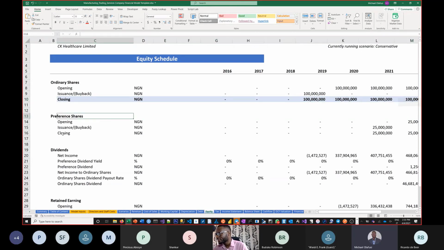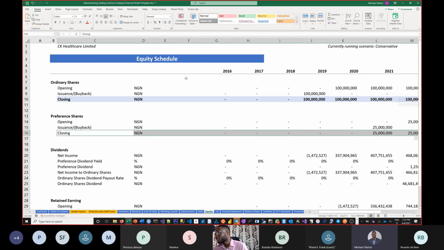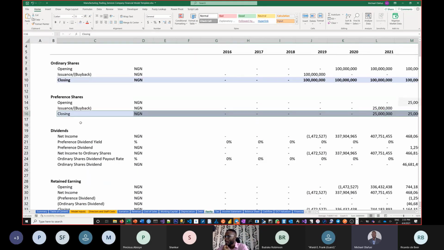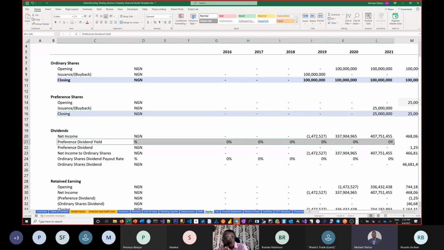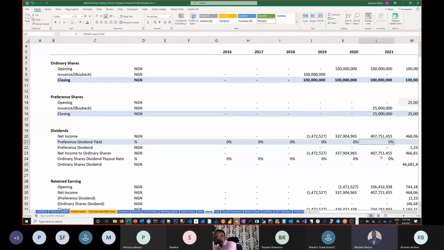And similarly for the preference shares, the important one also is the closing value. So at the end of the period, how many preference shares do you have already issued? Now for preference shares, there will already be the dividend yield you have committed to. So if you started having a preference share by year 2021, I have committed to paying a dividend yield of 5%.